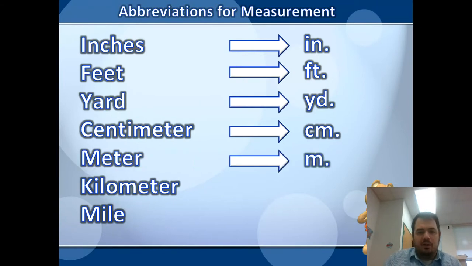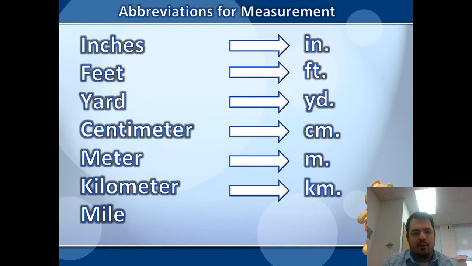Next one is meter, which is lowercase m period. A meter is about that big. It's about 3 feet put together. The next one is kilometer, which is km period. And then we have mile, which is mi period.